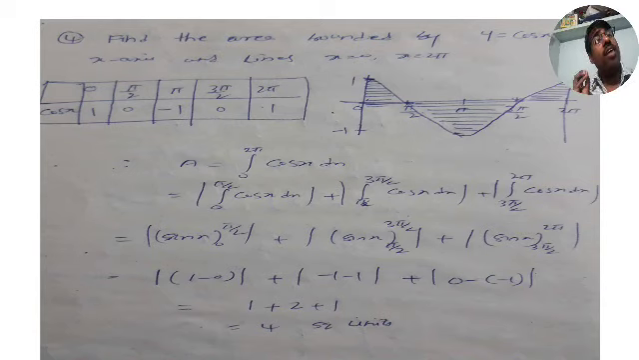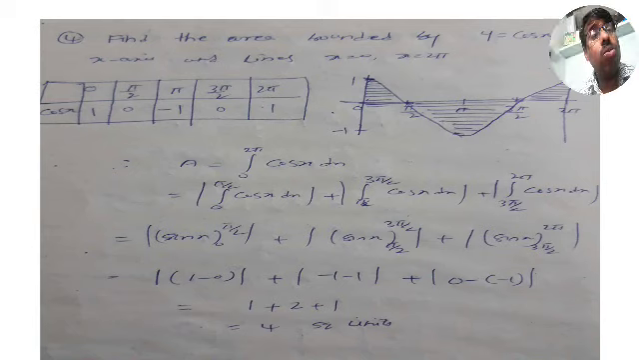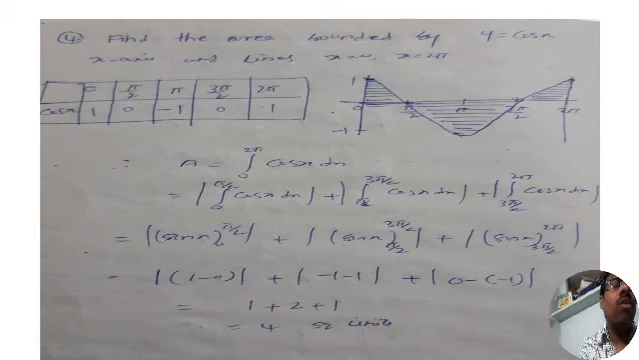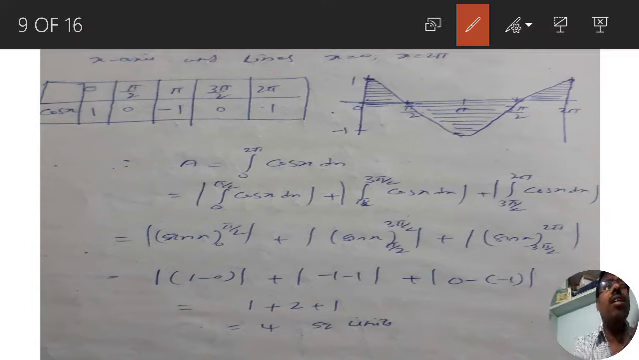If you do directly, yes, your formula is correct. But if you directly do the integration, substituting upper limit minus lower limit, that gives the answer 0. Why? Look at this figure. What is cos 0? It is 1. Cos 90 is 0. And cos 180 is minus 1.